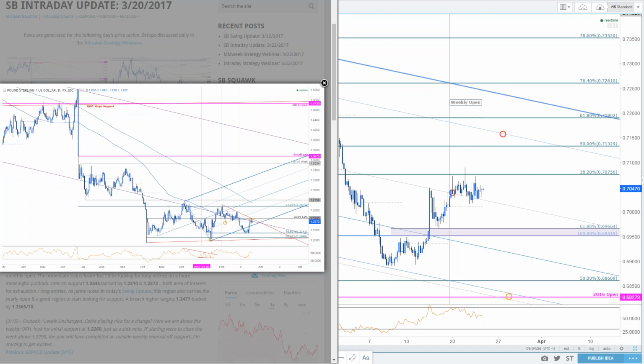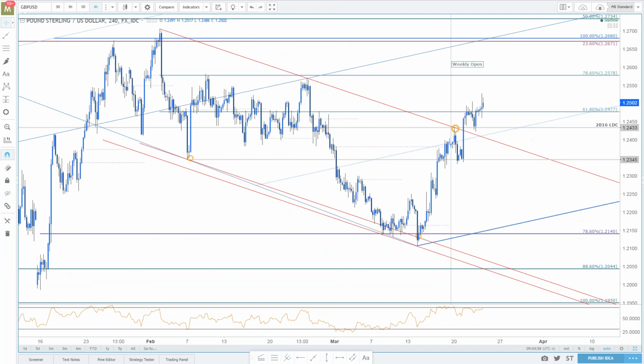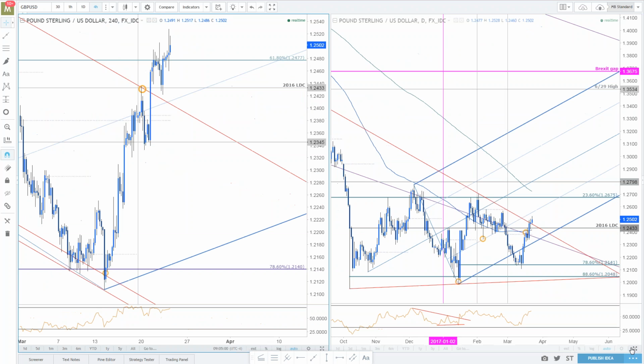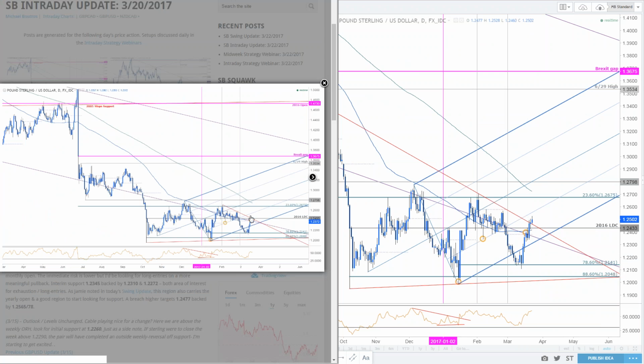Okay, we were highlighting a key resistance range to open up the week. That resistance range was defined by this zone right here. You had the 2016 low day close. You had slope resistance. The monthly open was there. The 100-day moving average was there. Long story short, we broke above it.